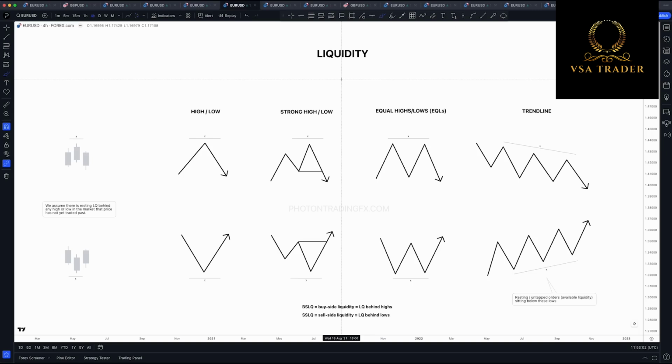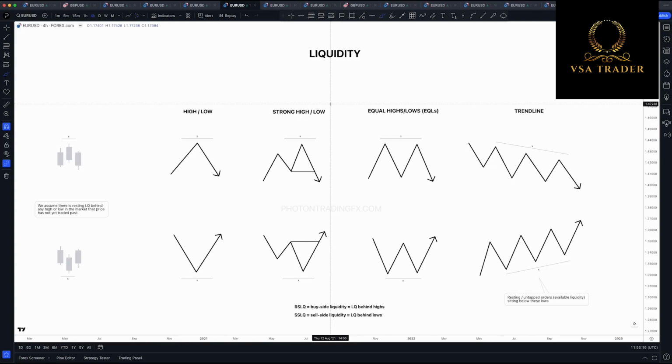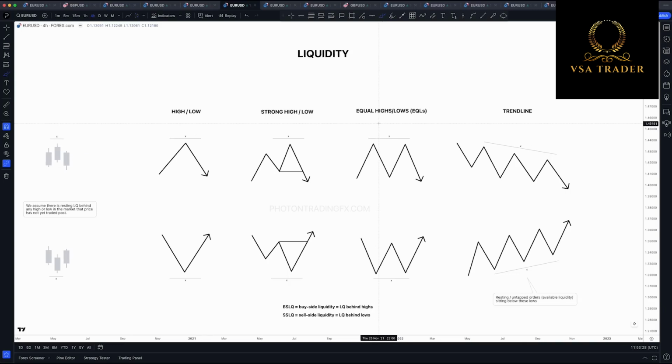So we want to identify the areas on our price charts where we think there are going to be large pools of resting available liquidity for institutions to use. We assume that there is liquidity behind every structural high and low in the market. Now that can come in many forms, as shown on the chart here, but essentially the more significant that high or low, the more available liquidity we can assume there will be behind it.